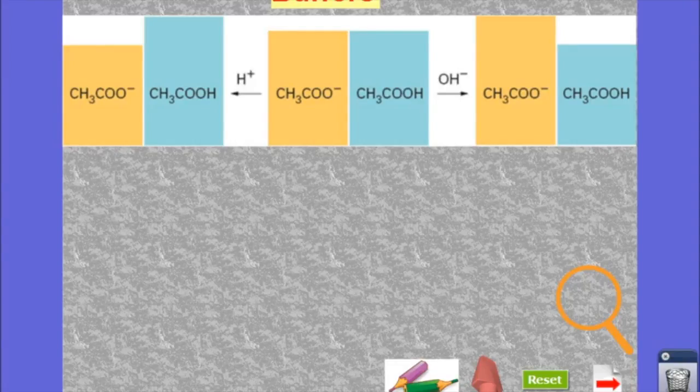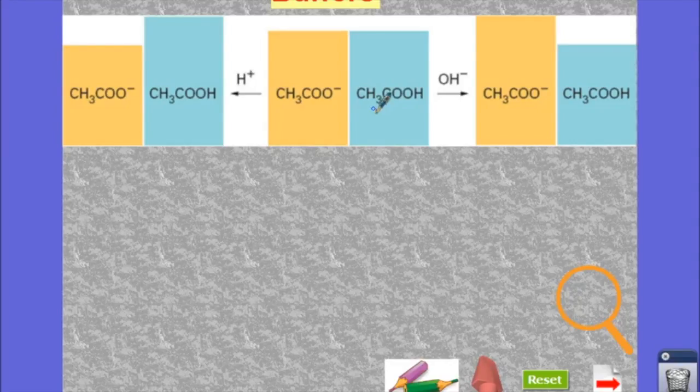A buffer is made of two components. A buffer is made of a weak acid and its conjugate base. I hope you remember what a conjugate acid-base pair is. Let me repeat. A buffer is made of a weak acid and its conjugate base, or of a weak base and its conjugate acid. Let me give you an example.